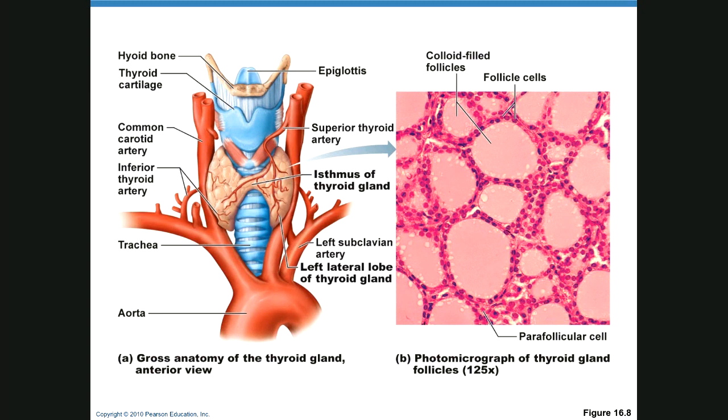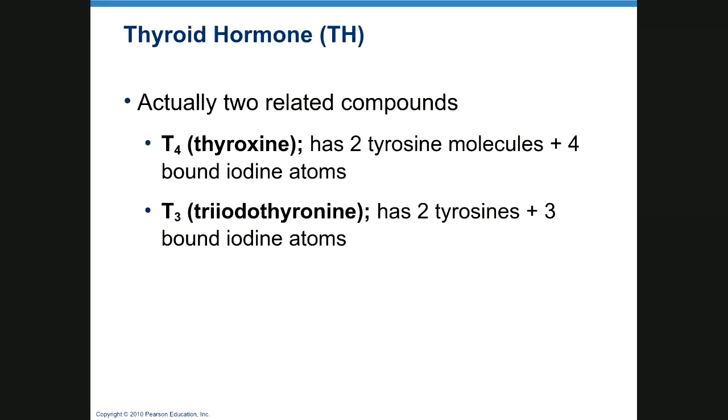The parafollicular cells produce calcitonin. Thyroid hormone is actually two related compounds. T4, thyroxine, has two tyrosine molecules and 4 bound iodine atoms, therefore we call it T4. And triiodothyronine, T3, has 2 tyrosines and 3 bound iodine atoms.